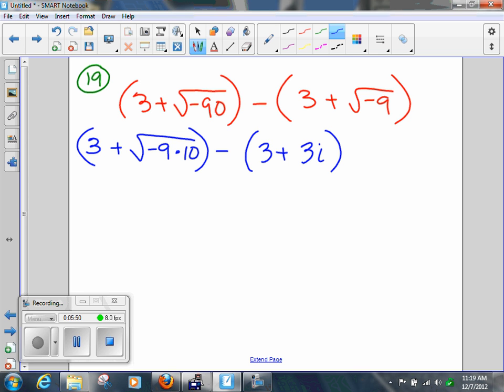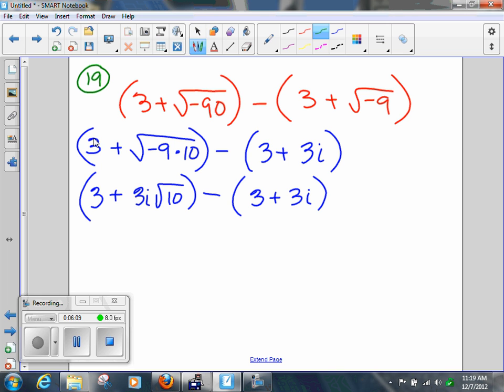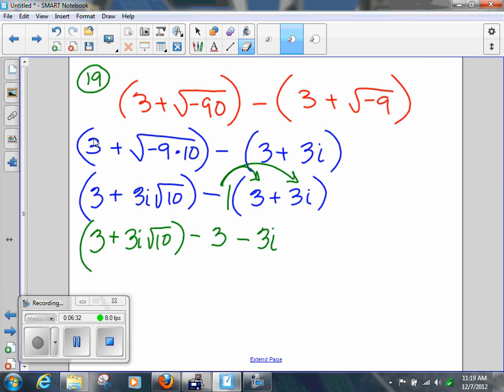All right, so I've got that. Keep working on this side on the left. 3 plus, the square root of negative 9 is 3i root 10, minus the quantity 3 plus 3i. Yes? Everybody with me? Now, you are subtracting a quantity. So what number is here in front of this parentheses? It's there but not there. Negative 1. So now we got to remember, I've got to distribute. Okay? So I'm going to rewrite 3 plus 3i root 10, because I don't mind rewriting things 45 times, minus 3 minus 3i. You guys right? You cool with that?